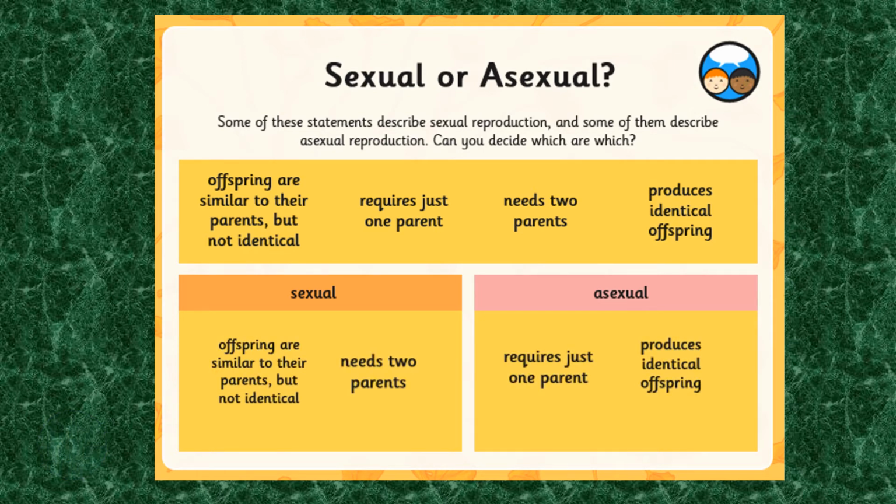So the answers are, in sexual reproduction, the offspring are similar to the parents but not identical, and it needs two parents. And the asexual part requires just one parent and it produces identical offspring to itself.